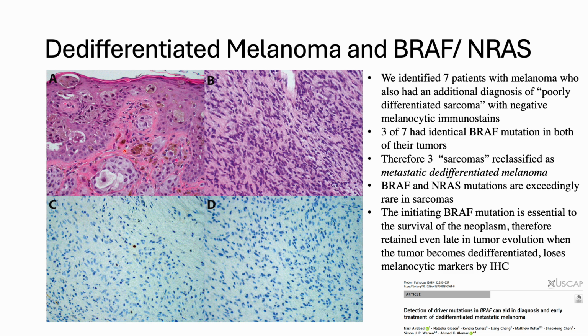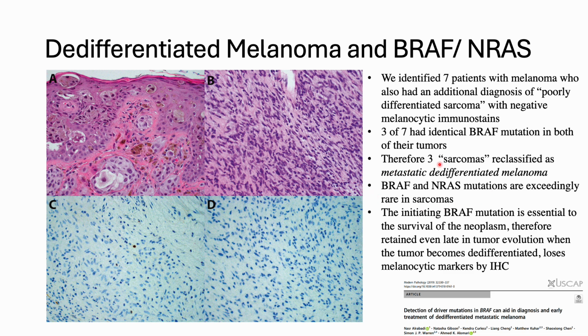So we wondered if the BRAF or NRAS driver which initiated this primary melanoma was still present in this tumor, and it turned out that the primary melanoma plus this tumor had the same BRAF V600E mutation, and because BRAF mutations are exceedingly rare in sarcomas, we concluded that this tumor likely represented a metastasis of the melanoma and therefore represented a dedifferentiated melanoma. So this relies on a couple of features of melanoma and sarcoma.